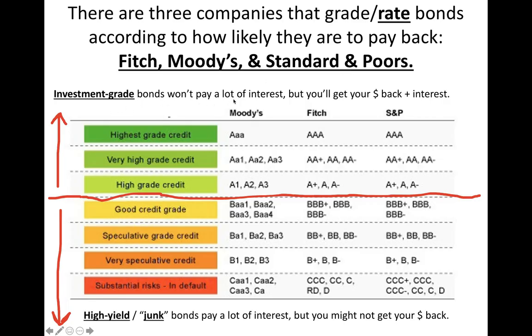Investment grade bonds won't pay a lot of interest. Again, those are big, stable companies. But you're going to get your money back plus interest. You're basically guaranteed at least some profit. So investors are happy to buy bonds from Apple or Microsoft, whatever. They get these high grades, AAA, AA, that kind of thing. If you get below here, now you're talking about high yield or junk bonds, rated B or C or even D. What do those companies do to incentivize you to lend them money? They pay you a lot of interest, but you might not get your money back.